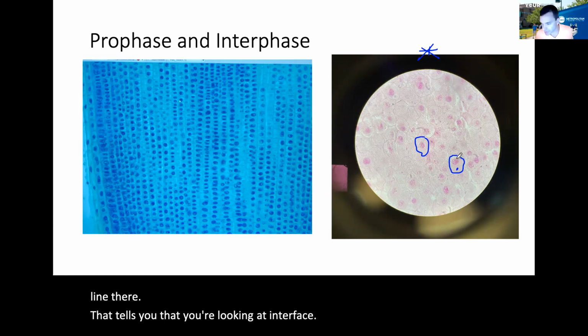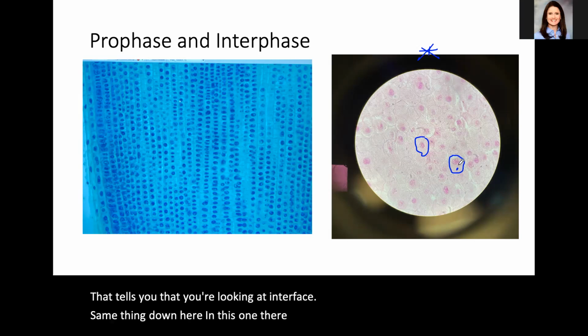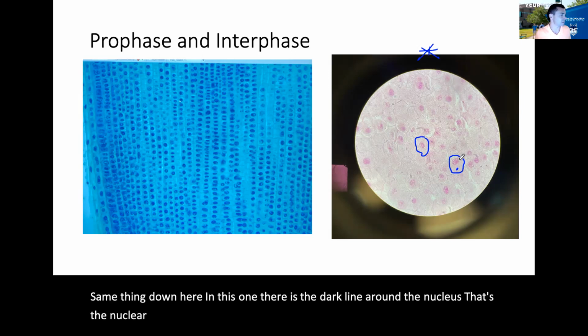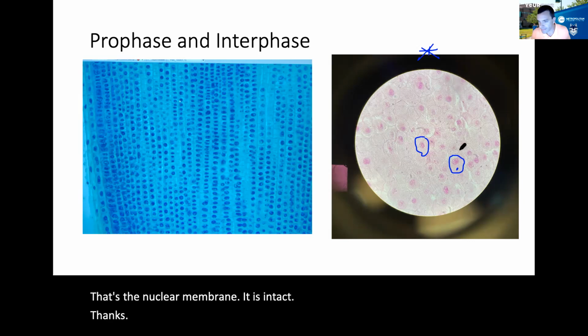Same thing down here in this one. There's the dark line around the nucleus. That's the nuclear membrane. It is intact. Okay. Because it also says there's prophase, so let's look around.